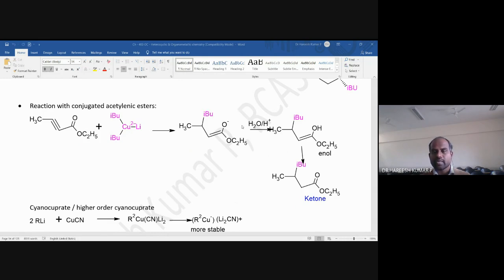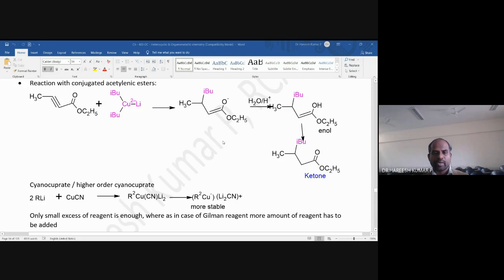And this on hydrolysis can fix up a proton. But here there is a double bond, allene kind of thing. And later on, this enol can be converted into ketone, but here there will be a double bond. So you need to correct it. So how can you correct? You make one double bond here, allene. You also make one double bond here, allene, and here one double bond, which means an alpha beta unsaturated ketone is the product. And one more thing, cyanocuprate, higher order cyanocuprate.